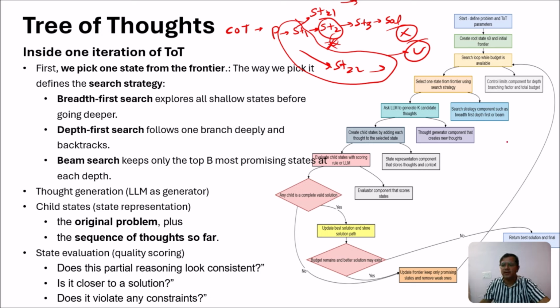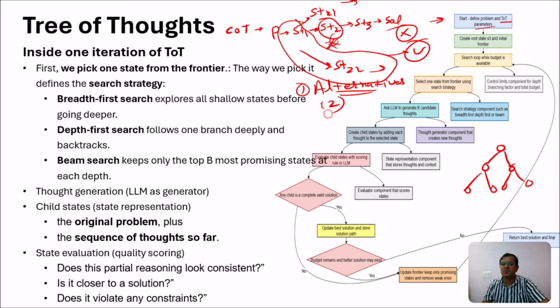Now let us define the tree of thoughts, the basic structure, so that we can understand. You already know that this is a binary tree structure. I'm just using this simplest structure to explain everything. So, in the tree of thoughts, first of all, we define the problem and tree of thoughts parameters. So, what are the tree of thoughts parameters? First parameter is how many alternatives you are going to select. So, here our alternatives are just two.